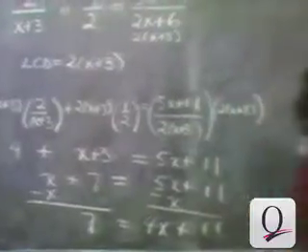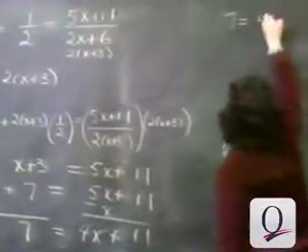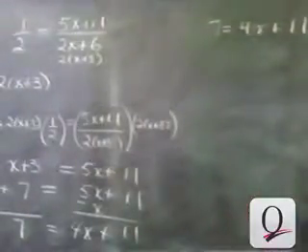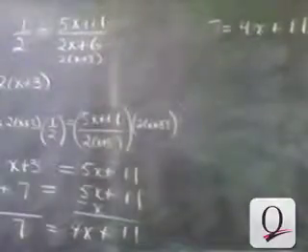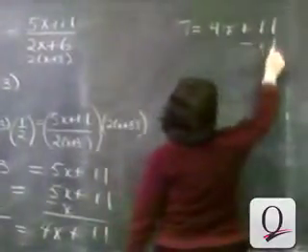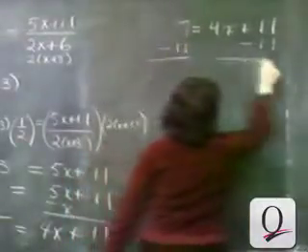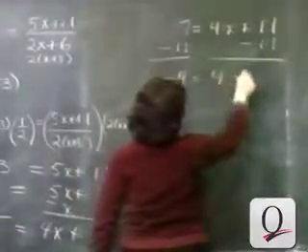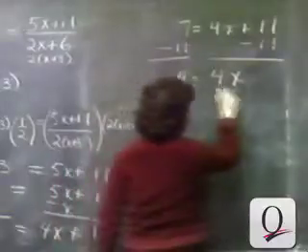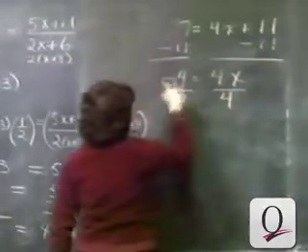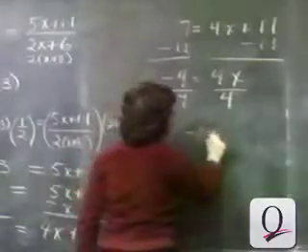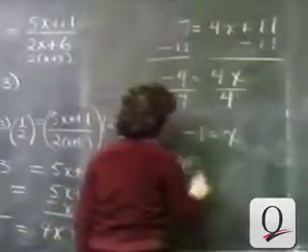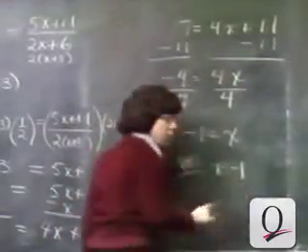Let me continue that up here. We have 7 equals 4x plus 11. We will subtract now 11 from both sides of the equation. 7 take away 11 is minus 4 equals 4x. Dividing both sides of the equation by 4 to get x alone. Minus 4 over plus 4 is minus 1. 4x over 4 is just x. So we have our answer. X equals minus 1. And now we'll proceed to our check.